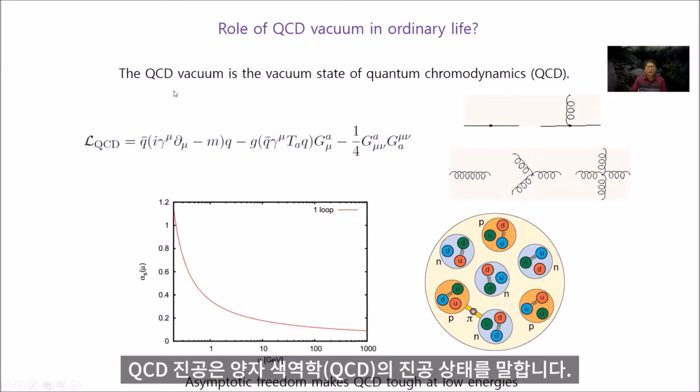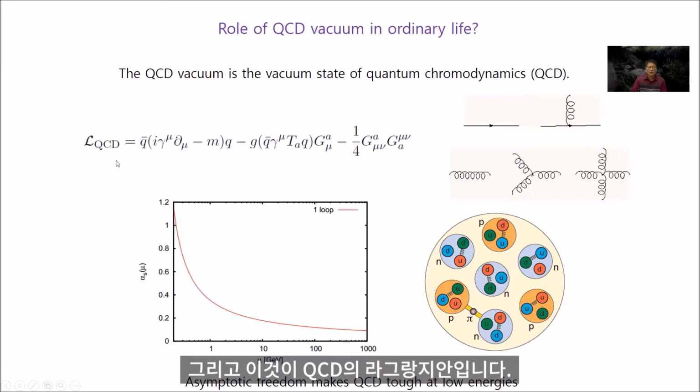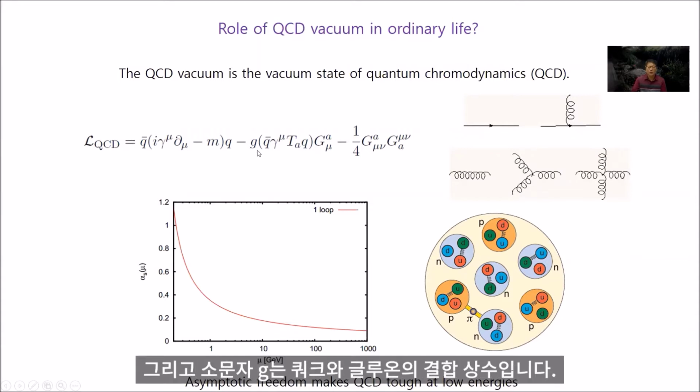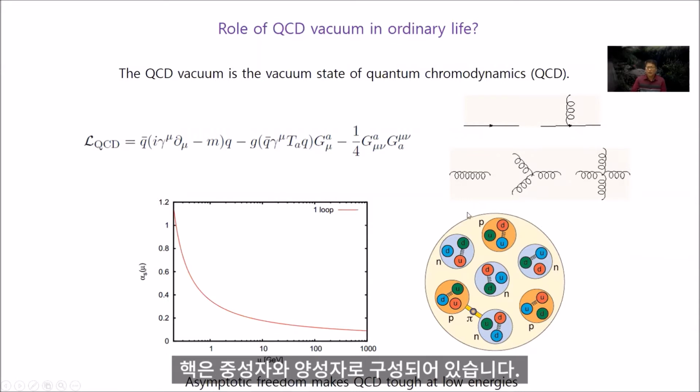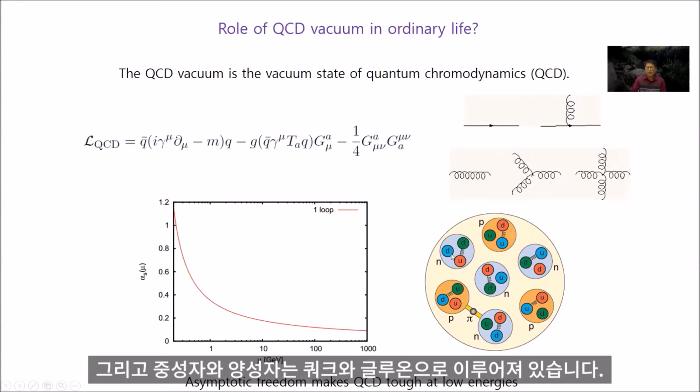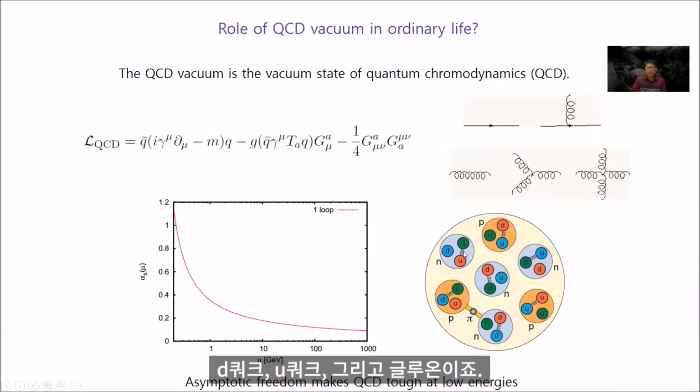The QCD vacuum is the vacuum state of quantum chromodynamics, and this is the Lagrangian for QCD. Q denotes quarks, capital G is for gluons, and small g is the coupling constant among quarks and gluons. And this one is a cartoon of the atomic nucleus. The atomic nucleus consists of nucleons, meaning neutrons and protons, and neutrons and protons are composed of quarks and gluons: d quarks, u quarks, and gluons.